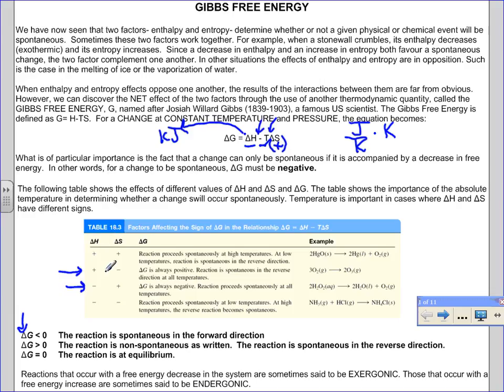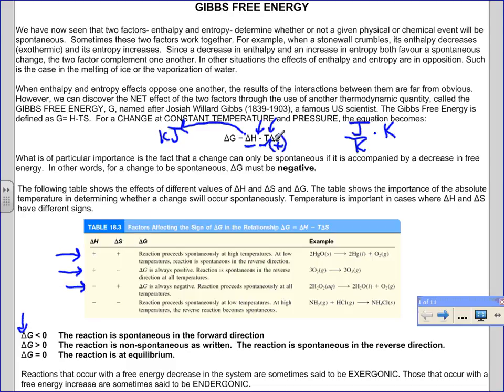Now, those are cases where delta H and delta S are working together in the same direction, but we can also have the opposite. Okay, so something like if we are evaporating, the delta H is going to be positive, and the delta S is also going to be positive because there's greater chaos in the gas than in the liquid. So what this can lead to is either a spontaneous or non-spontaneous process, and it really depends on the temperature.